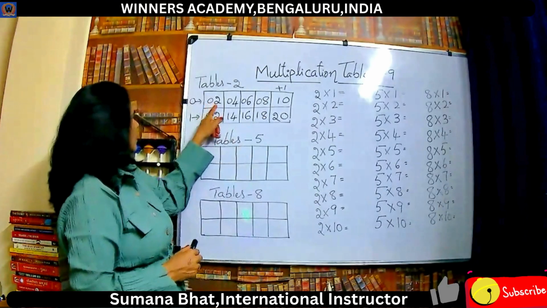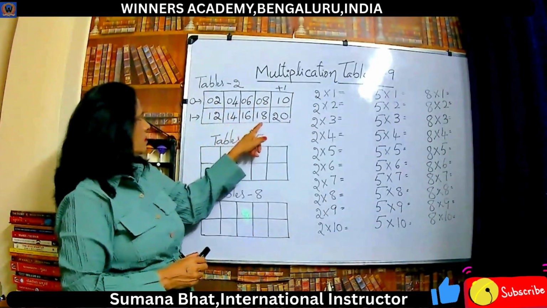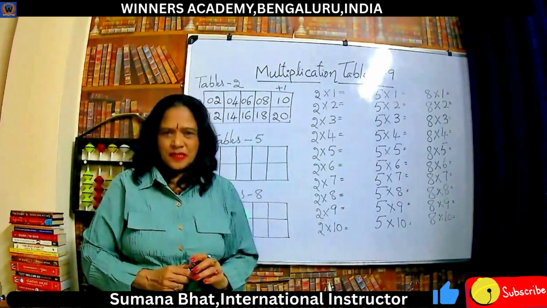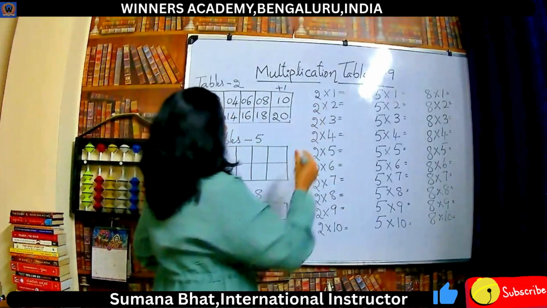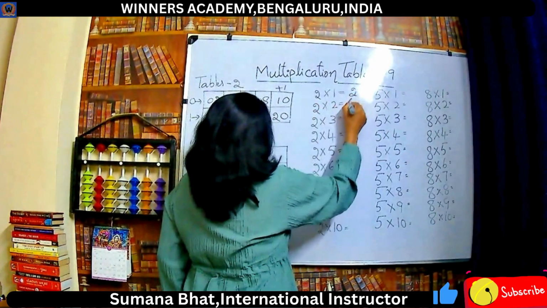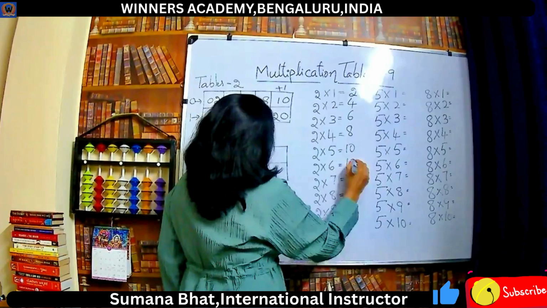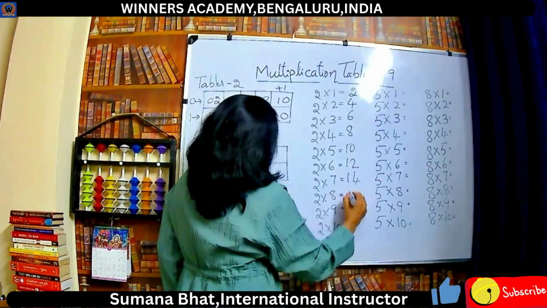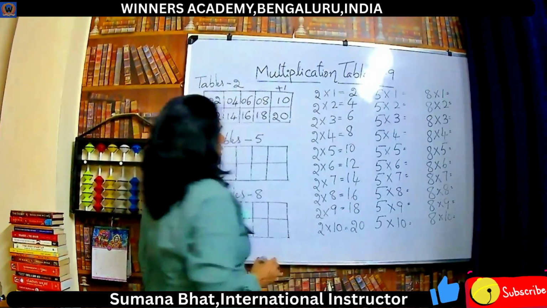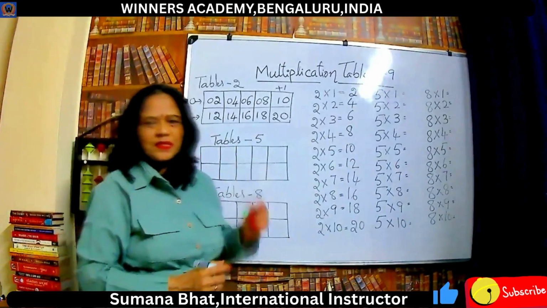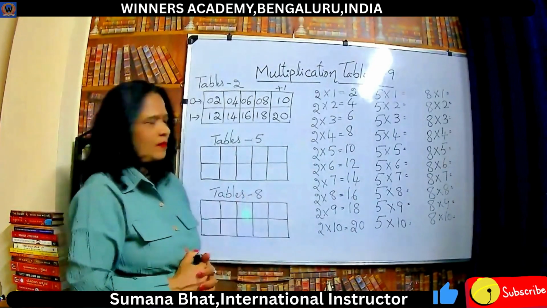See here. 2, 4, 6, 8, 10, 12, 14, 16, 18, 20. Let us write that in the answers here. 2 ones are 2, 2 twos are 4, 6, 8, 10, 12, 14, 16, 18 and 20. So this is the beautiful trick we can use for writing the tables.